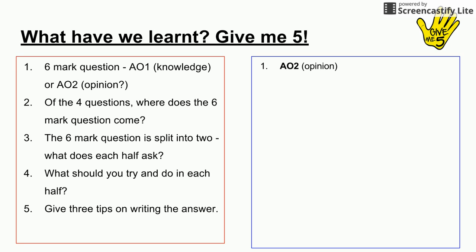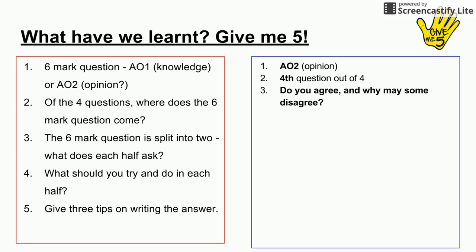Firstly is AO2, it is opinion. It is the 4th question of 4. Split into 2. The first one says, do you agree? And the second will say, why may some disagree? Fourthly, you can either give 3 brief points on each side or 2 developed.